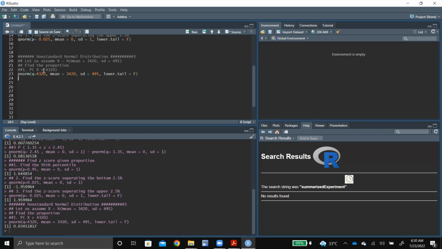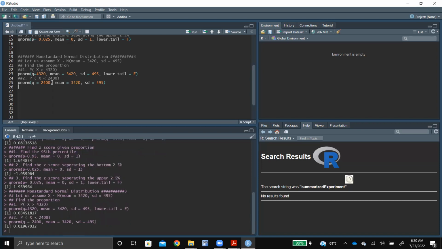Now, what about the probability that x is less than 2400? To find this, again, we can use the same formula. The pnorm, q is equal to, now the value of q has changed, that is 2400. The mean for this example is 3420, and the standard deviation is 495. For this example, lower.tail equals true because we have a less than sign. Since it is a default value, I'm not writing that. So if we hit enter, we get this proportion value, that is 0.0196.